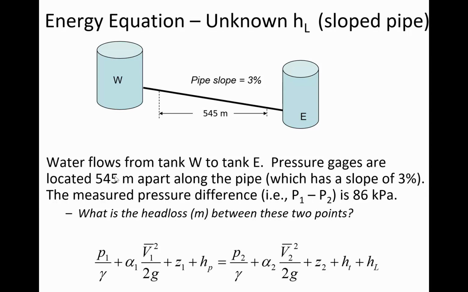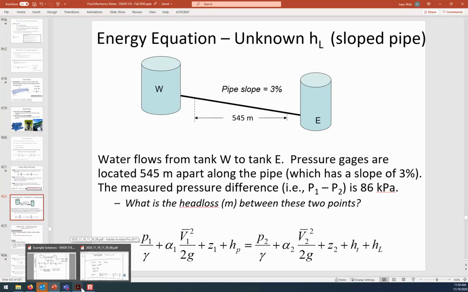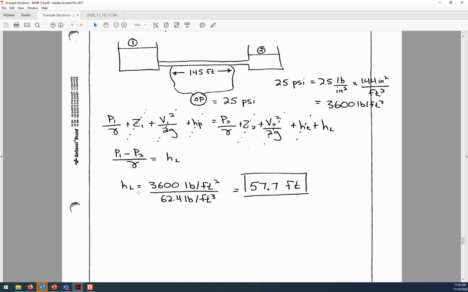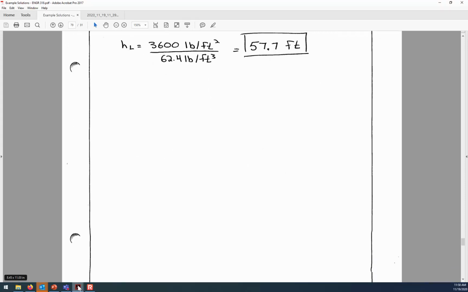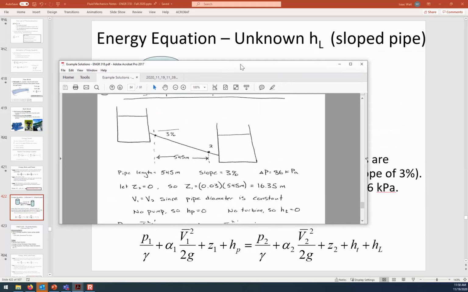All right, so let's see how we set this up to find out the head loss between the 2 points, because the pressure change is sort of a result of 2 independent factors. The pressure change that we're observing is partly because of the elevation difference, and it's partly because of the friction losses.